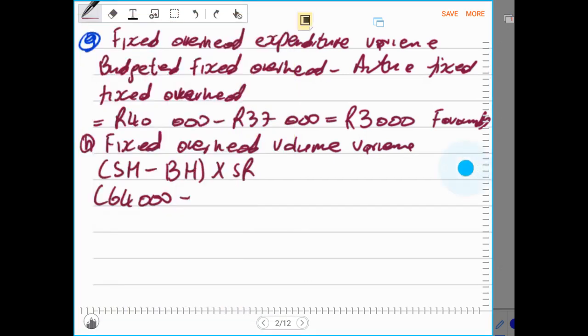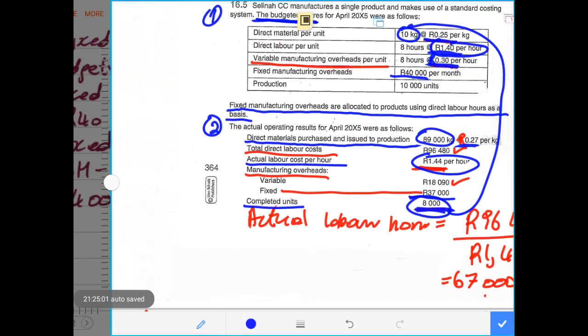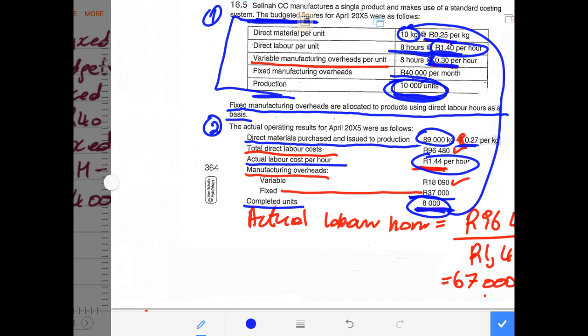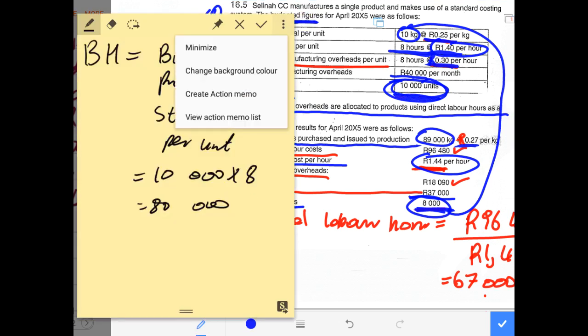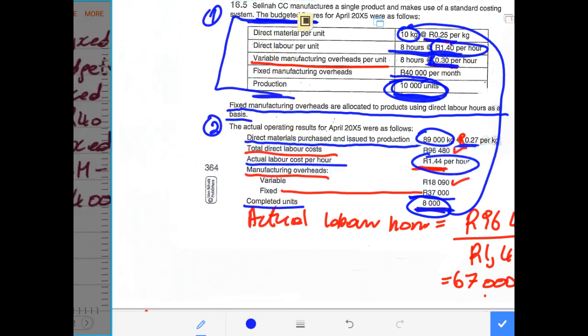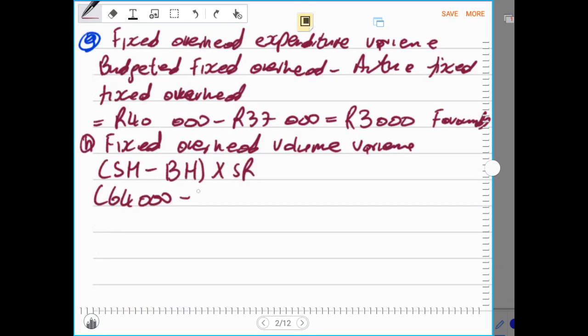So now let us check where the budgeted production is. Budgeted production will be 10,000 units, which is from the budgeted information. There we have production budgeted at 10,000, times the budgeted or standard labor hours per unit, which is 8 hours. So that is what we did: 10,000 times 8, and that gave us 80,000 hours as budgeted. Now I think this is the last major calculation. This will give us 80,000.